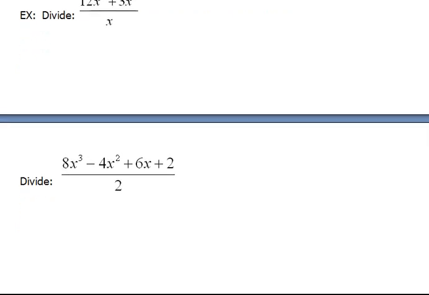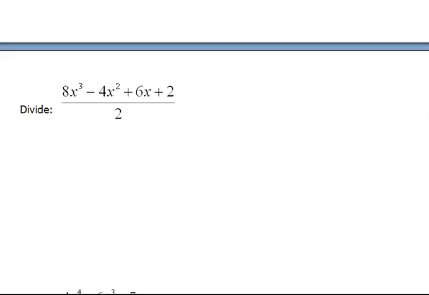All right, let's look at one that looks a little bit larger. Here we have 8x cubed minus 4x squared plus 6x plus 2 all over 2. So the first thing I'm going to do is recopy this, writing each and every term over that denominator of 2. And if you'll notice, I'm putting plus on each one of these. And the one that had the negative, I put that at the top.